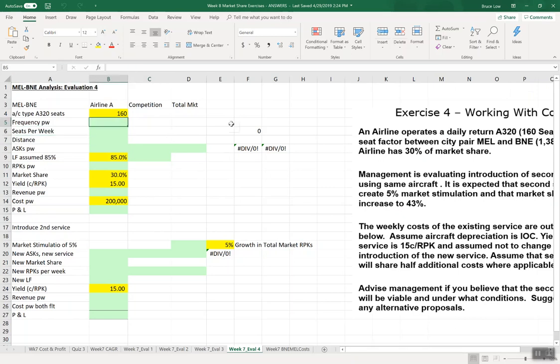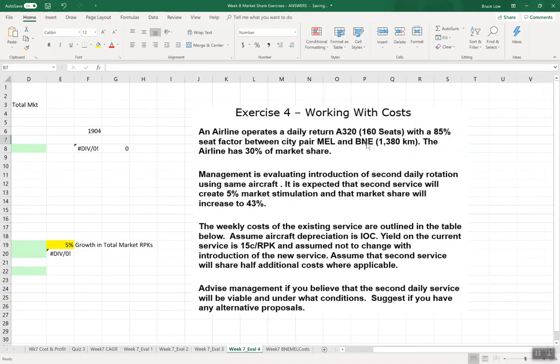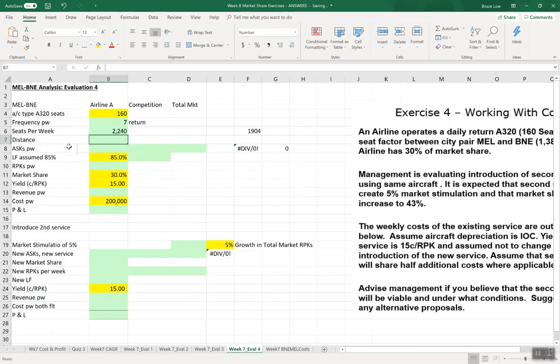Okay, so we know it's frequency per week. It says it's a daily return. So just put a little note there, that's return. Seats per week, it's going to be that many seats times that many services and times 2 because it's a return service. The distance we're told was 1380 kilometres.